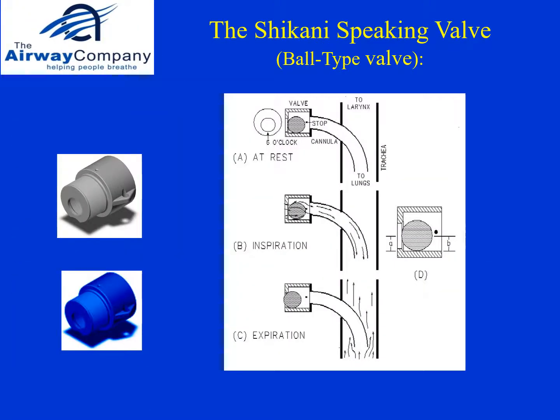The Shikani speaking valve is a different kind of valve. It has a ball type design, whereby a ball is sitting inside the cylinder, which has a frontal opening. The ball moves posteriorly upon inhalation, allowing air to go into the trachea. And upon exhalation, the ball moves forward towards the frontal opening, closing the opening and redirecting the air superiorly towards the vocal cord and allowing speech.